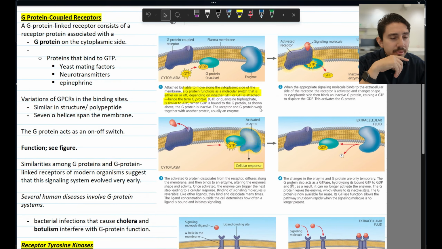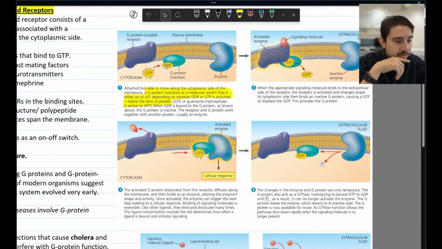Okay, just taking a look, and I want to go one by one in detail with this particular situation of G protein coupling. So you have your setup here. You have the receptor, you have a G protein that is in an inactive form, okay, on the plasma membrane, and you have some enzyme here, right? So what happens is the following, right? You have attached but able to move along the cytoplasmic side of the membrane.